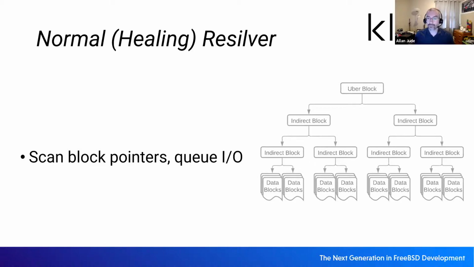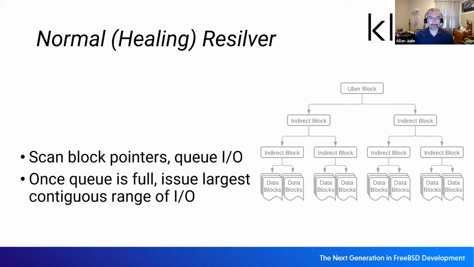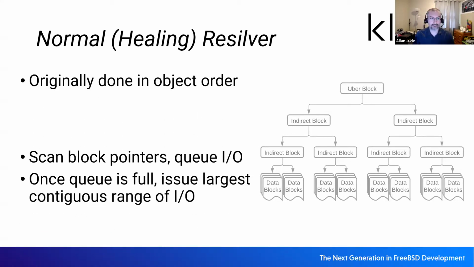To improve the performance of this, since this can end up making the drive have to seek all over the drive to find these different bits of data, it can instead create a queue. So it starts walking through the block pointers and queuing up the next thing to do.